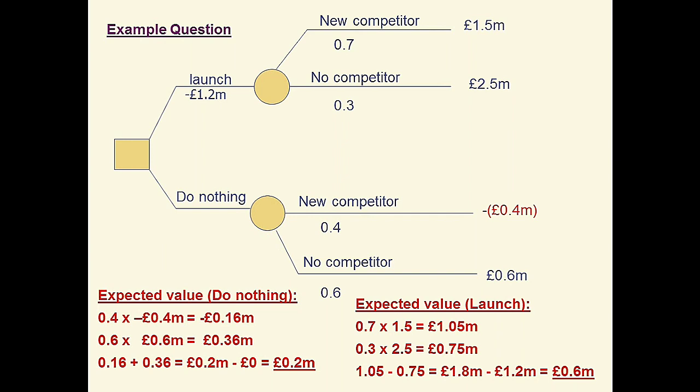In the option of doing nothing, we get 0.4 multiplied by minus 0.4 gives us a value of negative 0.16, and then 0.6 multiplied by 0.6 gives us a value of 0.36. Adding them up, and there is no initial cost attached to doing nothing, so the expected value is 0.2 million. I hope the calculations that you guys made are similar and you understand what is happening over here. Because the expected value of launching the product is definitely higher, we choose that option and we cross out what we are not choosing.